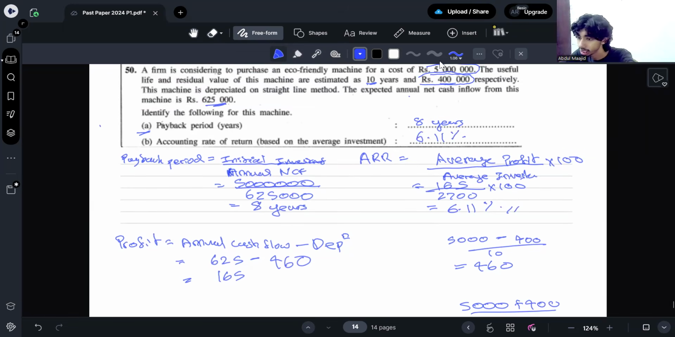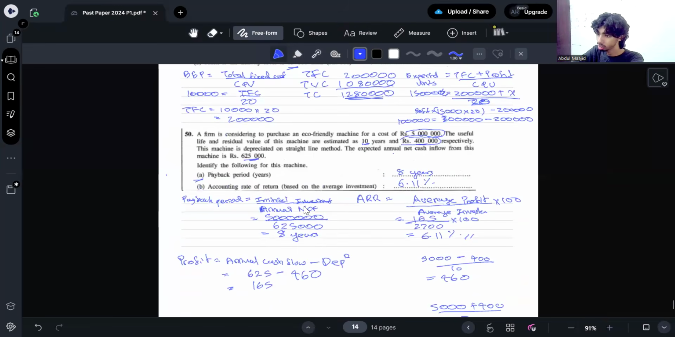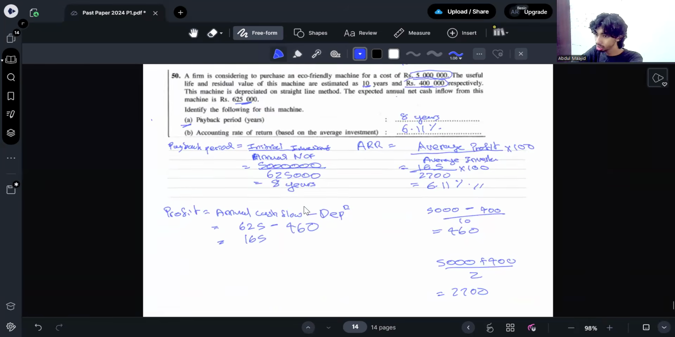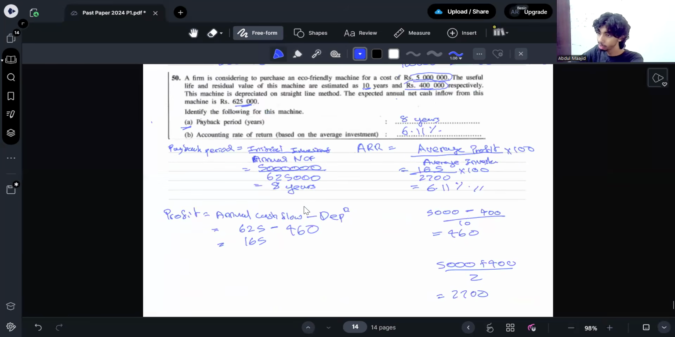Okay. So that is the 2025 paper. We are done. To be honest, I think 2024 paper was the easiest paper in the past few years. It was the least time consuming paper from the past few years, and 2025 and 2023 were more time consuming than this.